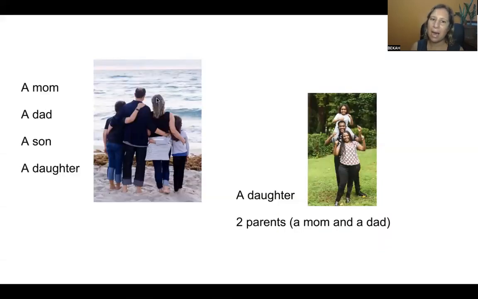Here we have a mom, a dad, a son, and a daughter. A daughter is a girl. A son is a boy. Here we have another family, a daughter and two parents. Parents are a mom and a dad.